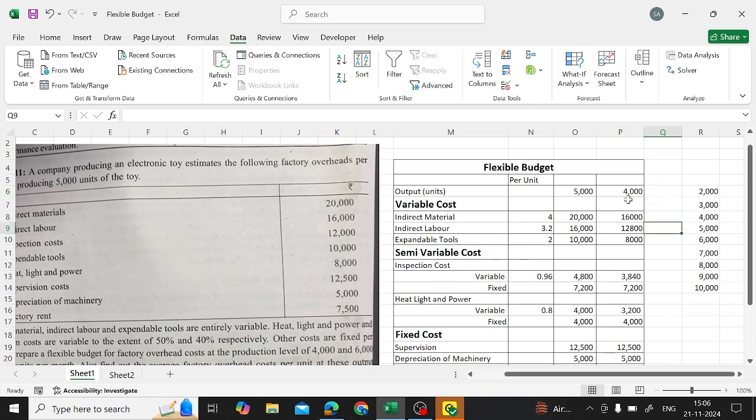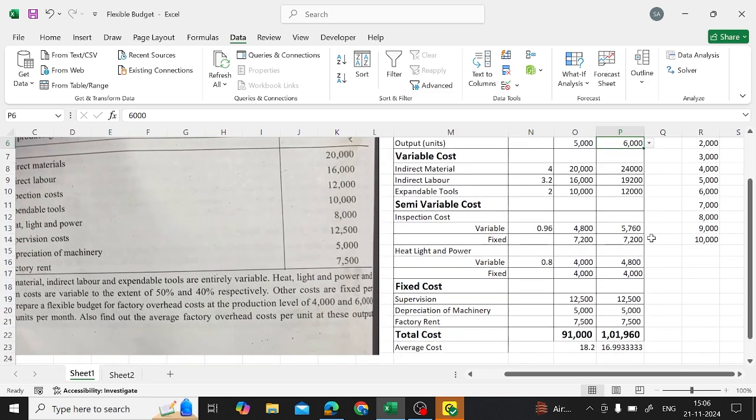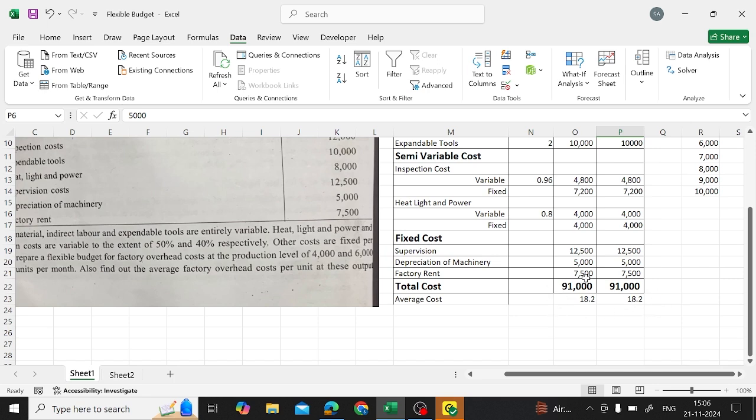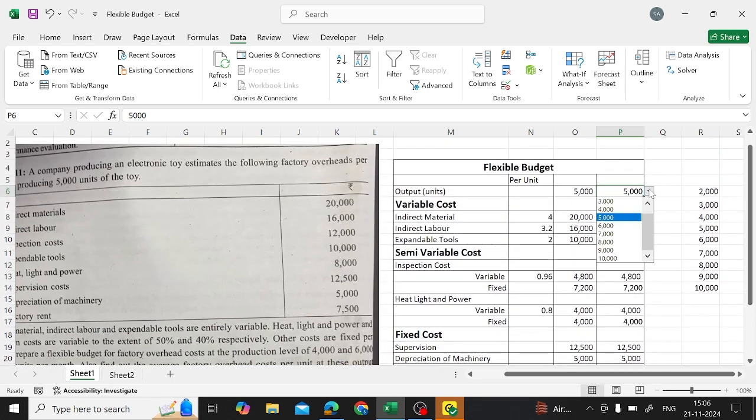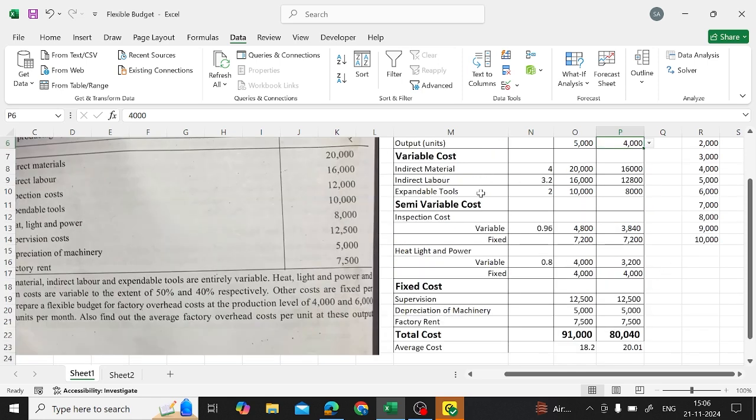Now as you click OK, you can see you get a button here, and by choosing it you can choose any level of output, and as you choose any level of output, your cost is automatically calculated. Now similarly I can do it for the 5,000 also. You can see here, the cost is the same. For 4,000 it's this. So this was the first question.